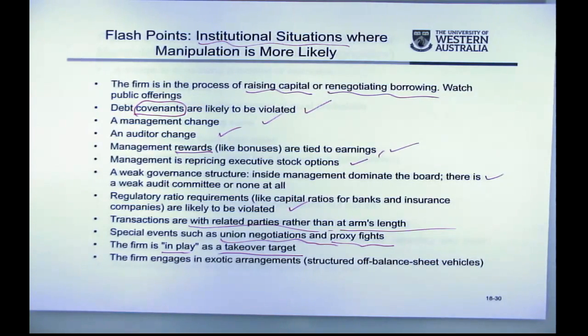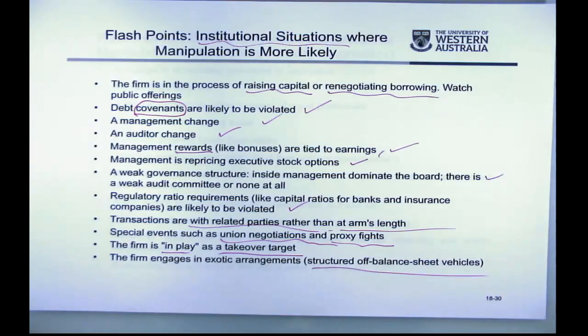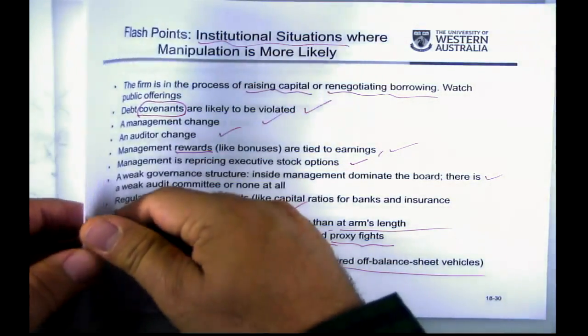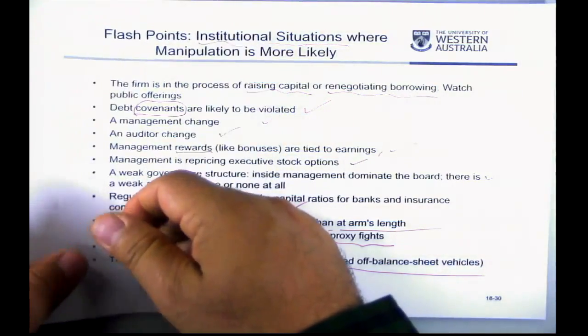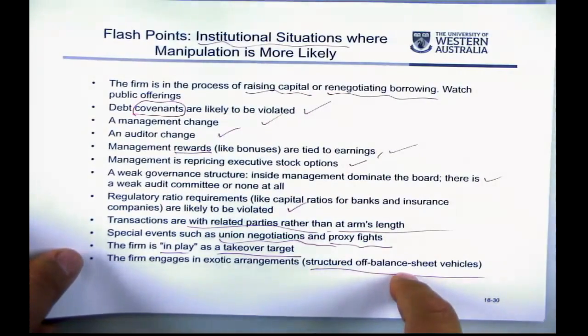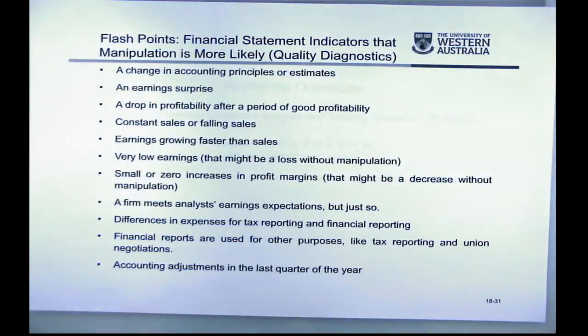Sometimes firms may engage in exotic arrangements, such as structured off-balance sheet vehicles, in order to manipulate the reports. For example, the firm may have an off-balance sheet liability, but it doesn't appear in the balance sheet. That will make the balance sheet look better.